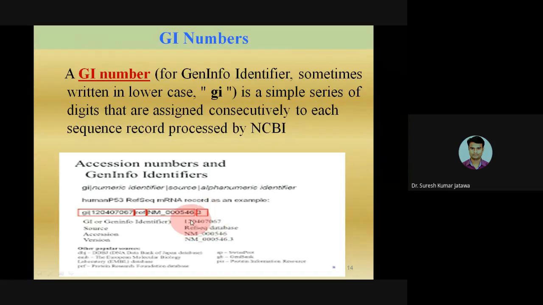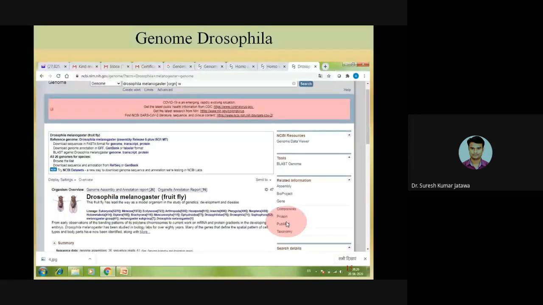Here you can see a simple series of digits that are assigned consecutively to each sequence record processed by NCBI. When you go for genome analysis, as I said earlier in the step slide, first you decide on an organism or a species.